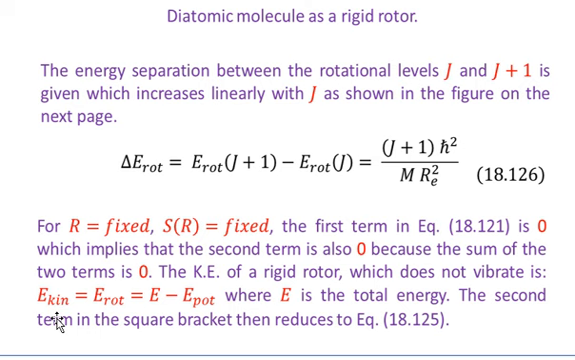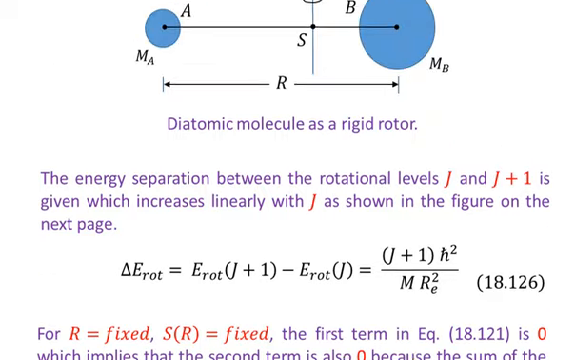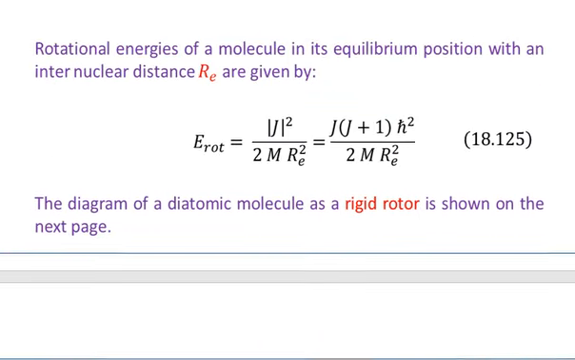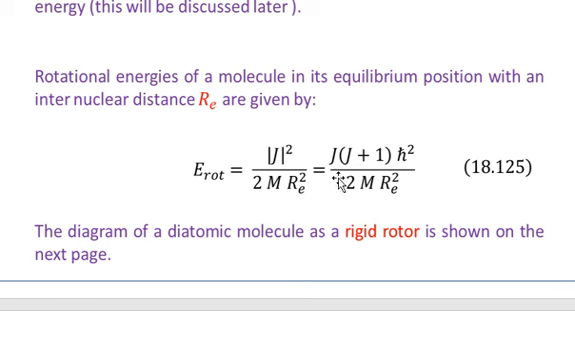And you know that this will hold under the condition that we neglect the vibration of the molecule. That is, we set the total value of capital J, the rotational angular momentum J, equal to 0. The second term in the square bracket then reduces to... So you see that when you set the second term in the bracket equal to 0, you will get the term equal to, by equation number 125, in which you have E rotational equal to this value.